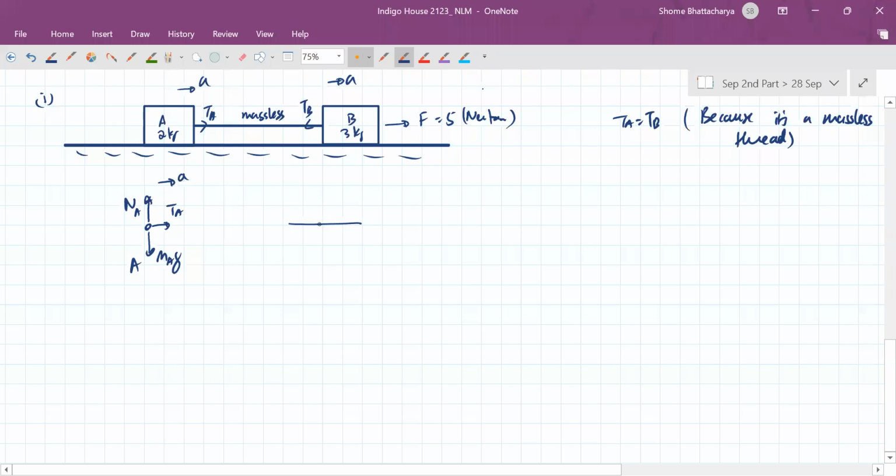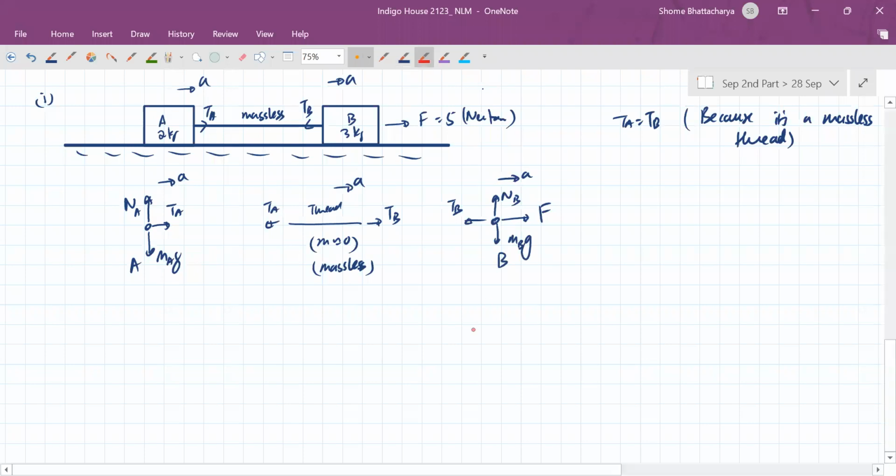Then for the thread, if you make the FBD, then at this end the tension is TB, at this end the tension is TA. The thread is also accelerating, but its mass is tending to 0. It's massless. And for the block B on this side now, there is force F, there is TB, it should have the same acceleration. And of course, weight is supported by normal reaction. So you just need to write the horizontal equation.